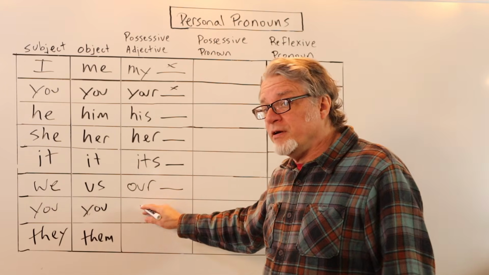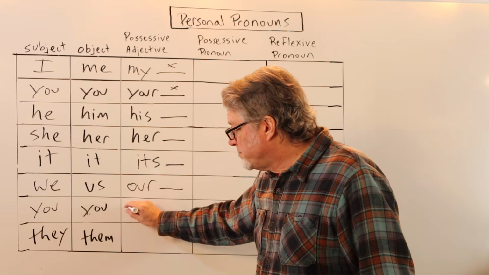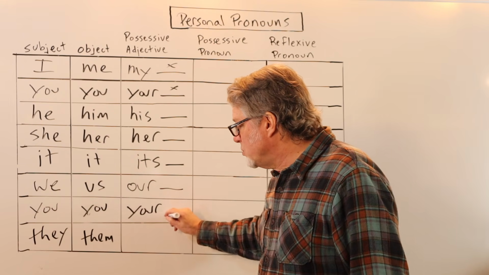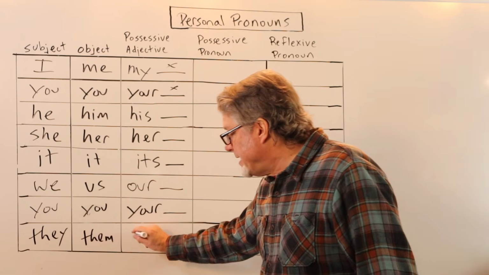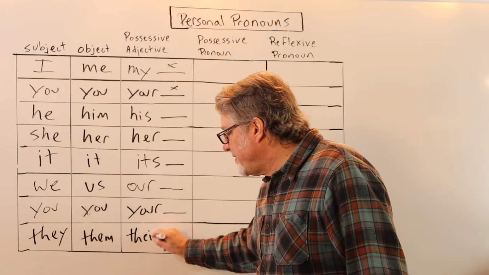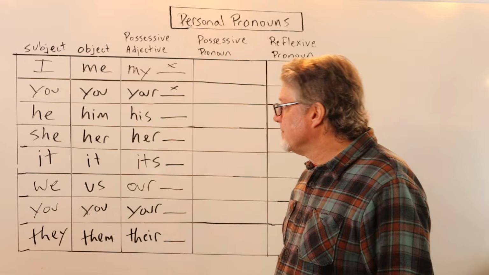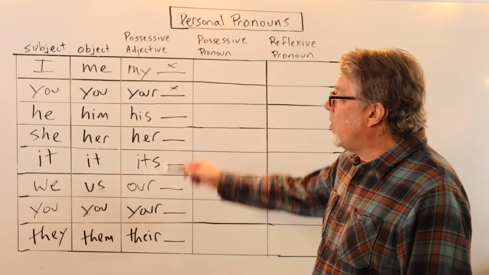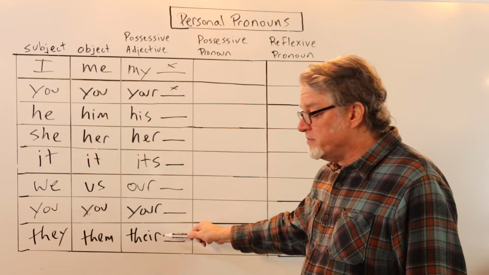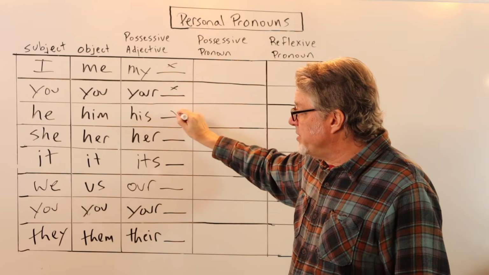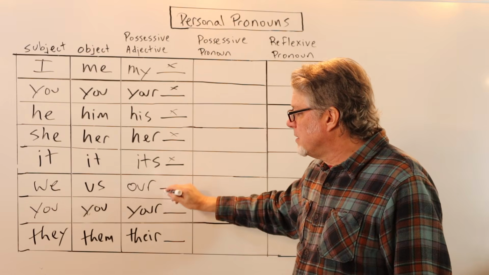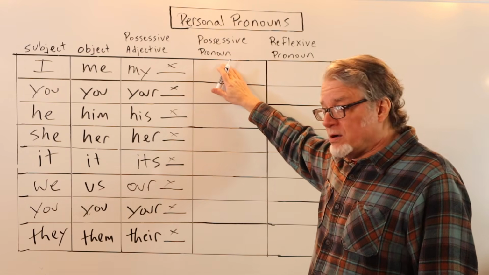Our. The possessive adjective for you, plural, is your. And the possessive adjective for they is their. It's important to remember that all of these possessive adjectives are used with nouns. They would appear here.